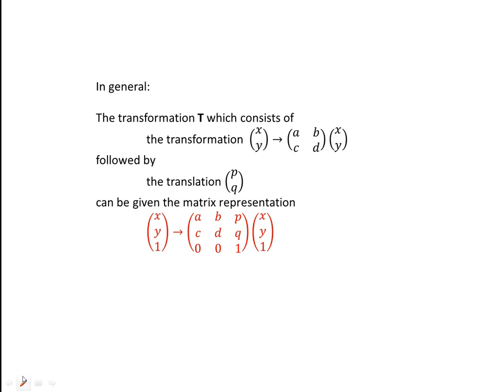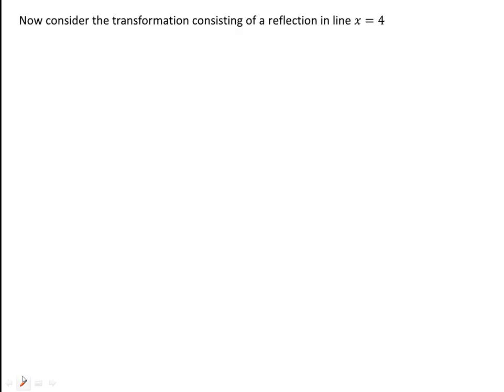So the ABCD is precisely the matrix that we had for the first part of the transformation, and the PQ is precisely the translation that we've got for the second part of the transformation. Be careful though, if the translation comes first and the matrix transformation comes second, the result is very different. So let's have another look at another example.